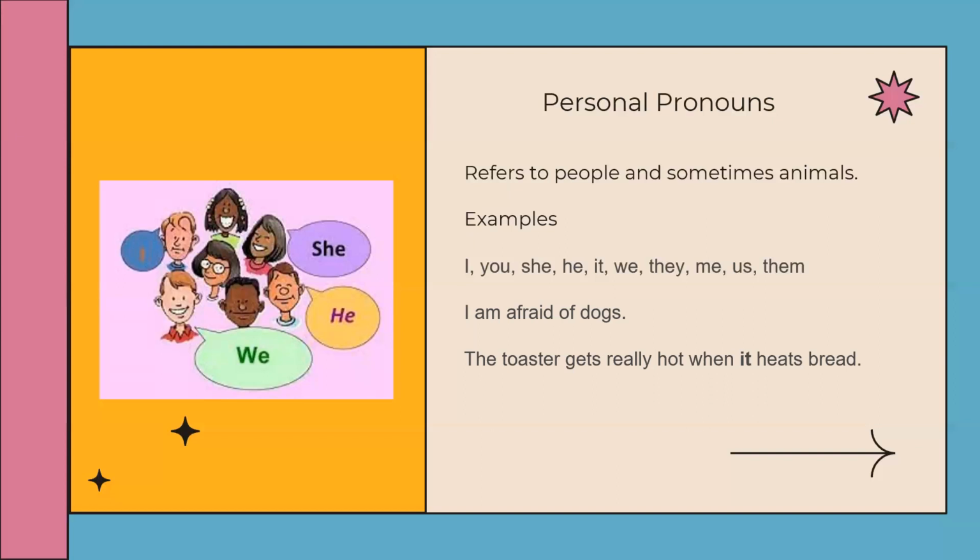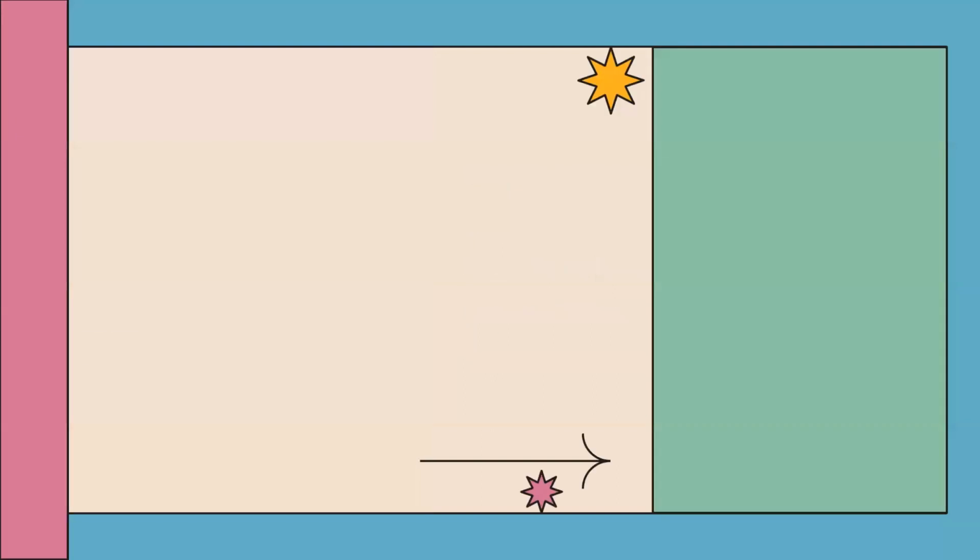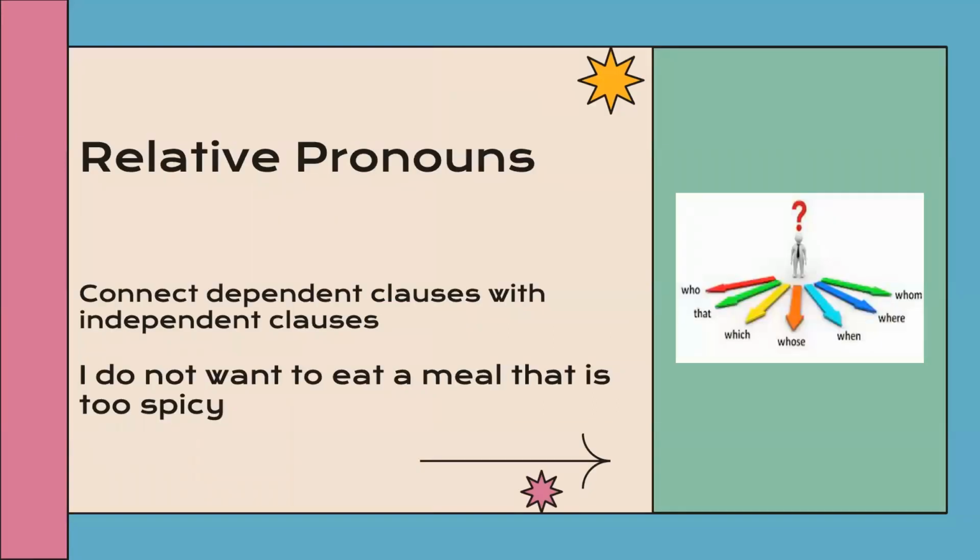Having understood the personal pronoun, let us move on to the relative pronoun. The relative pronoun connects the dependent clauses with independent clauses. So an example over here: I do not want to eat a meal that is too spicy. Here I have used the word that in order to connect the independent clause with the dependent clause.